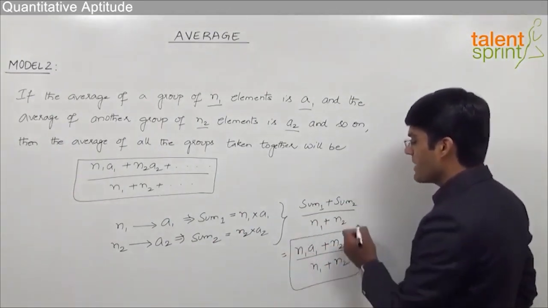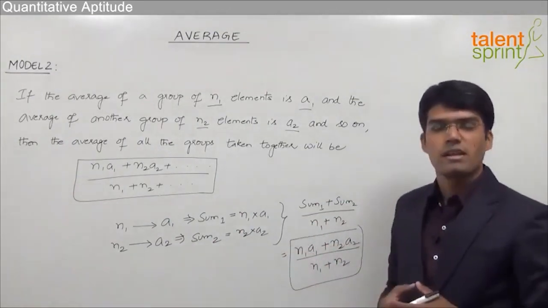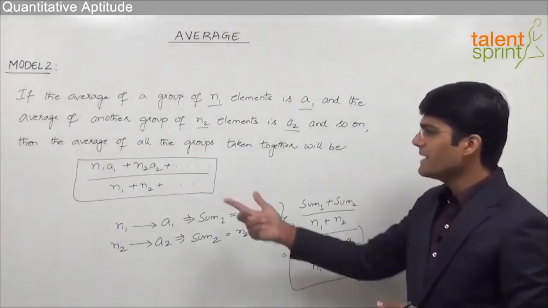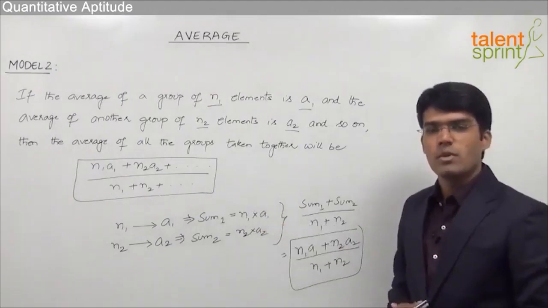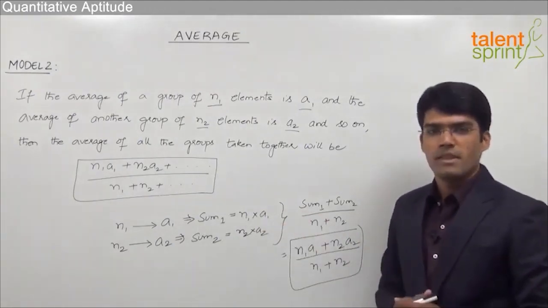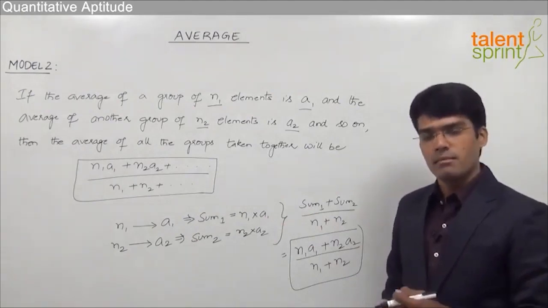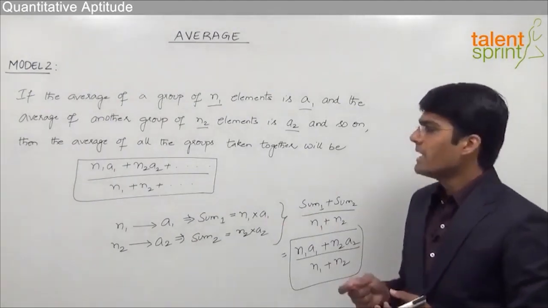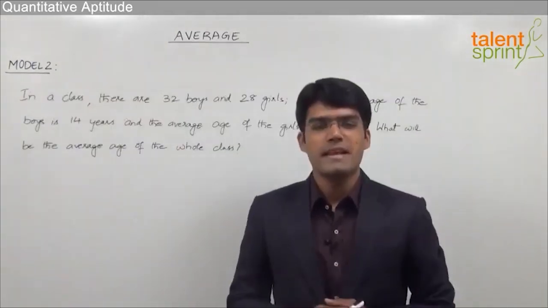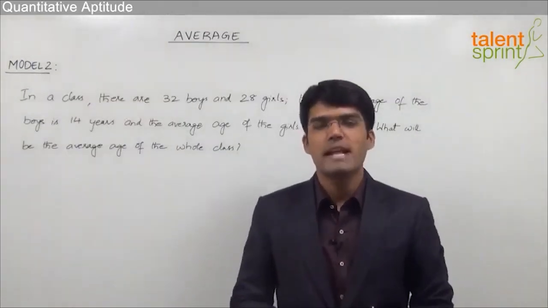So friends, remember that whenever we are supposed to find out the combined average of two or more than two groups together, we can simply take it as n1a1 plus n2a2 and so on, divided by n1 plus n2 plus n3 and so on, where n is nothing but the number of elements in each group and a denotes the average of the group. Let us now take an example based on the concept of combined average that we have just discussed.